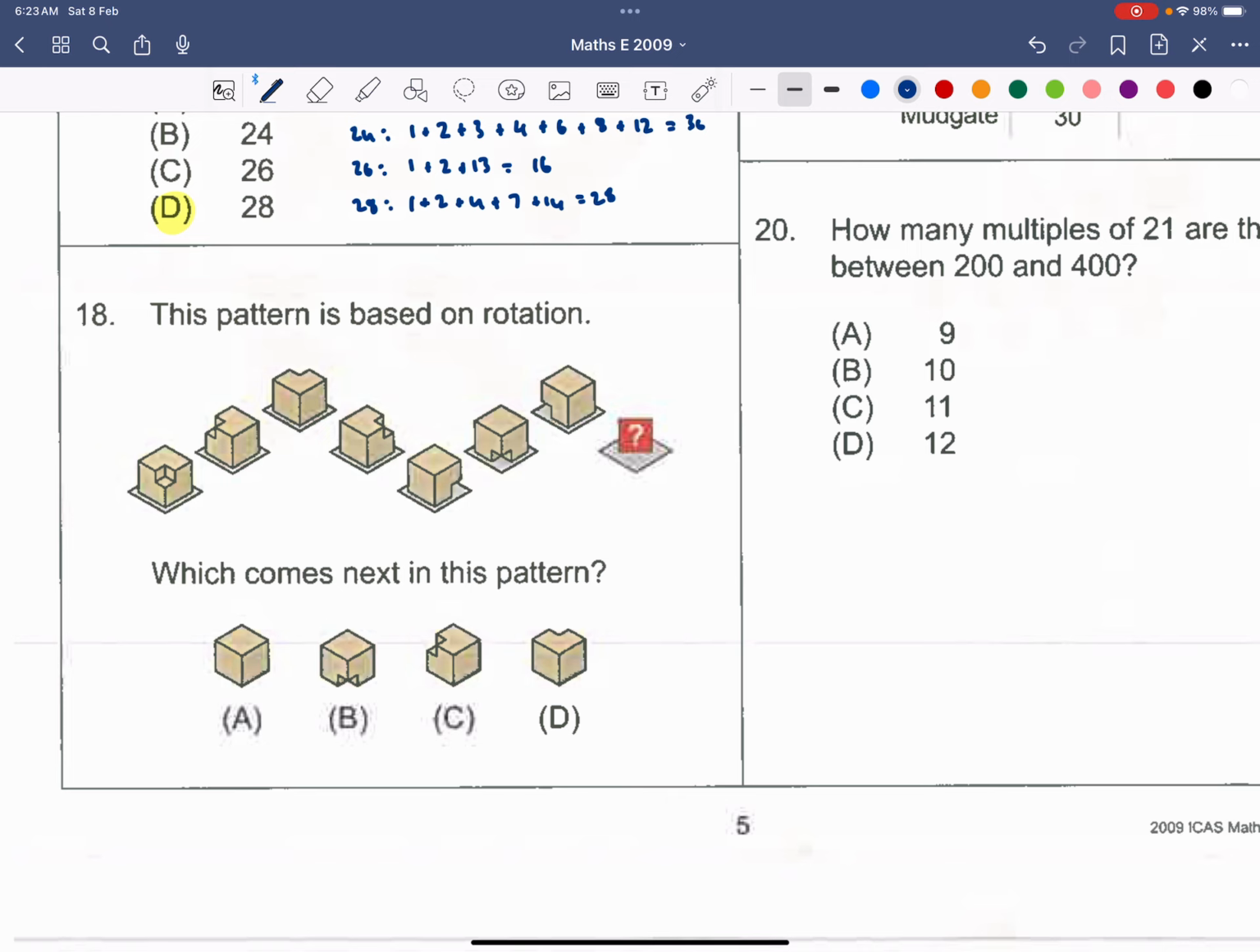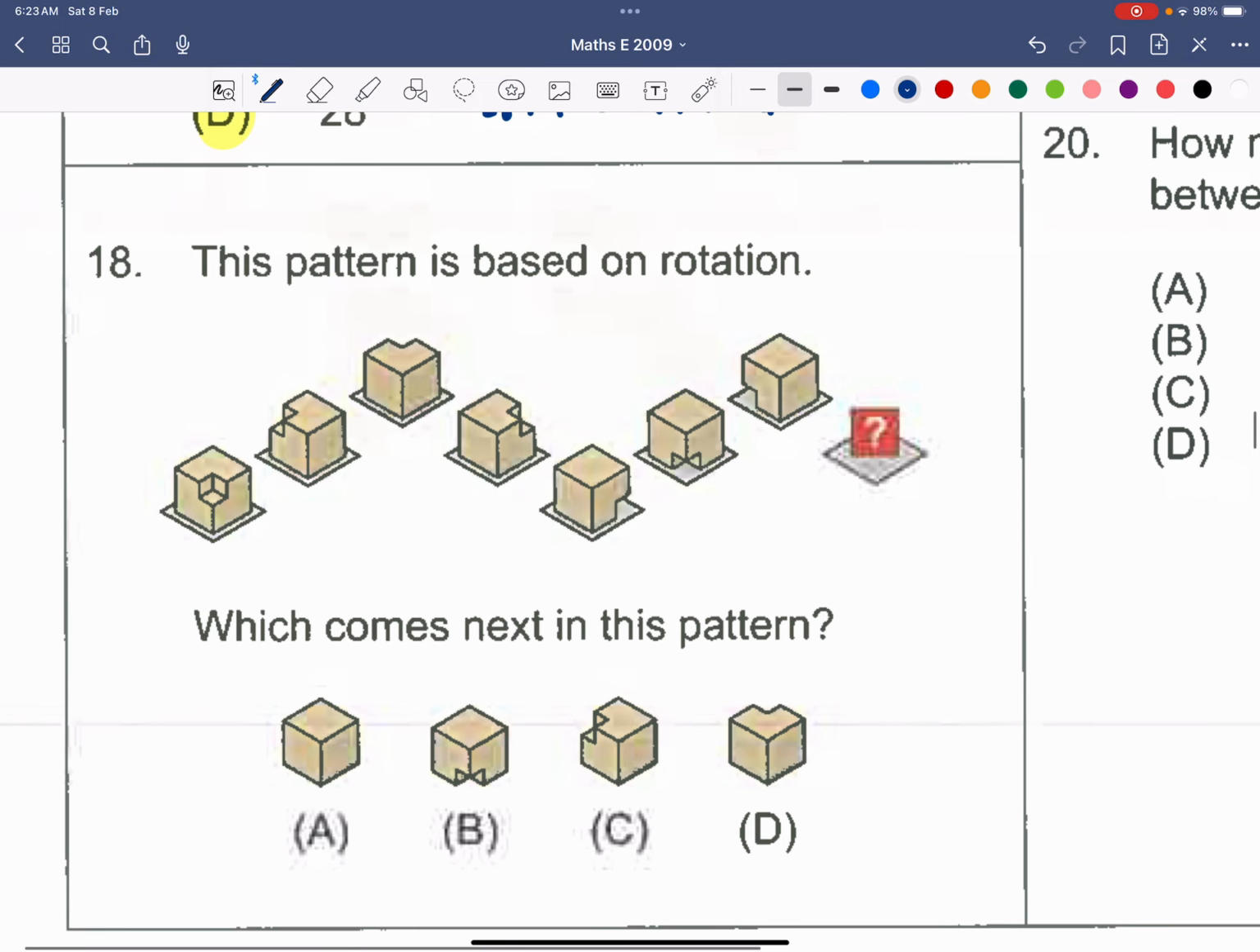This pattern is based on rotation. What comes next in this pattern? So the easiest thing to do, guys, is look at the missing square. You can see the missing square used to be here, that corner. Then they put it in this corner. Then they put it in that back corner. So you can see it's rotating. It's gone from here to here.